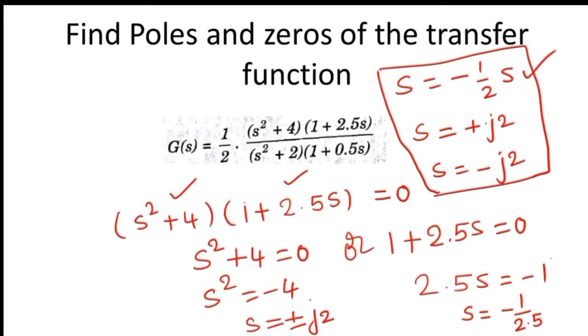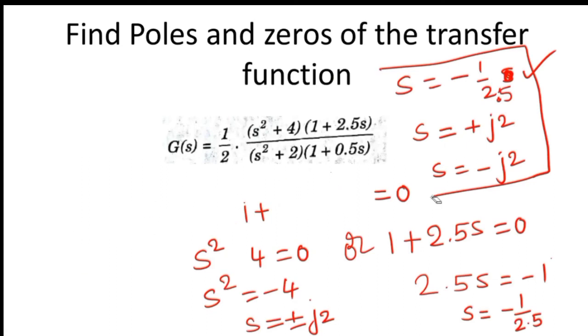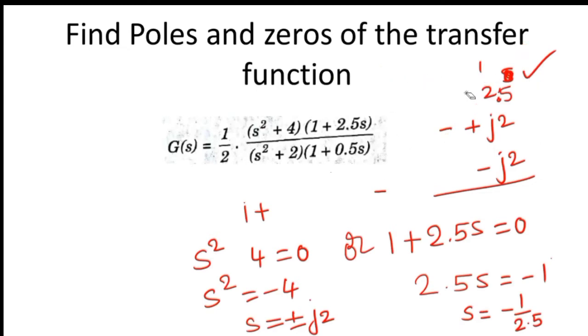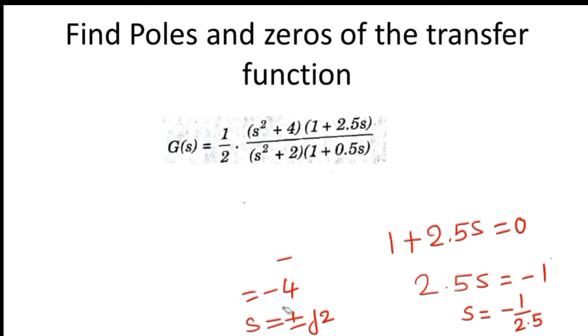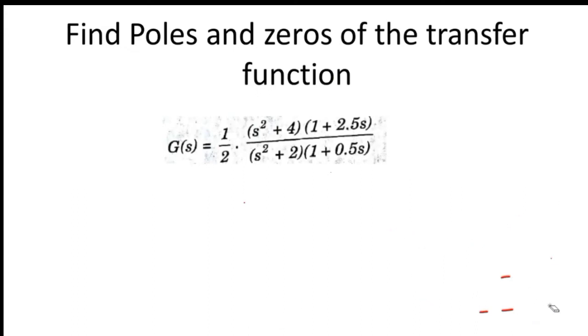First I am taking this value, S is equal to minus 1 by 2.5. So wherever you find s, there you substitute minus 1 by 2.5. Okay? If this value is equal to 0, then we can say that s is equal to minus 1 by 2.5 is a zero.